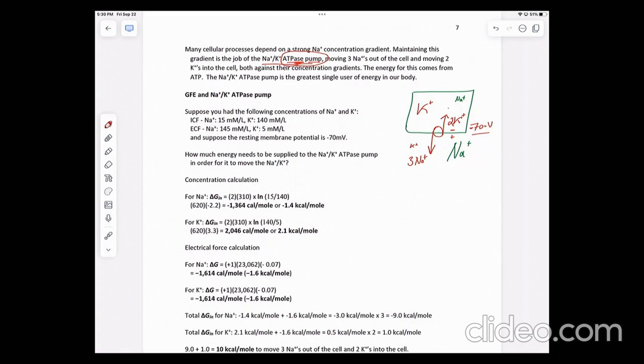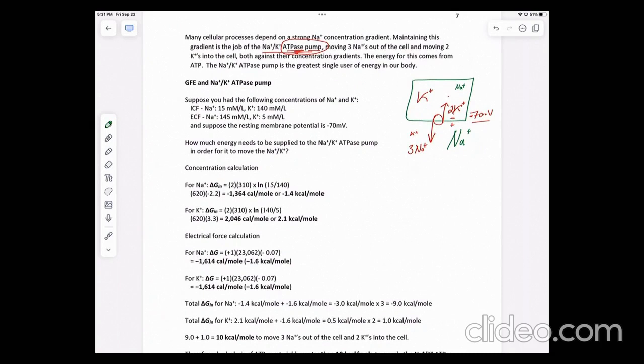But we want to get a better idea of exactly how much energy I'm going to need to put into this system. Well, we can run those calculations. So let's utilize the tools that we have. We have to make some assumptions. For the intracellular fluid, sodium is 15 millimoles per liter and potassium is 140 millimoles per liter. Outside the cell, sodium is 145 millimoles per liter and potassium is 5 millimoles per liter. And we're going to assume the electric potential is minus 70 millivolts inside relative to the outside.